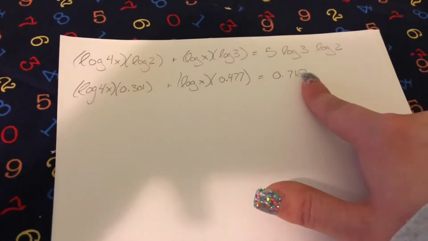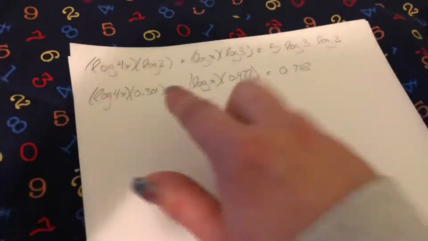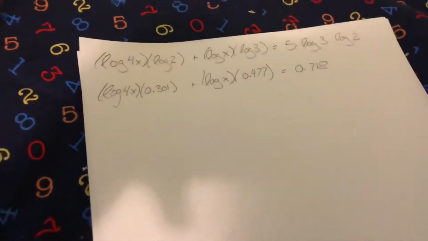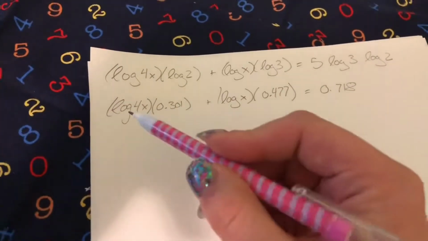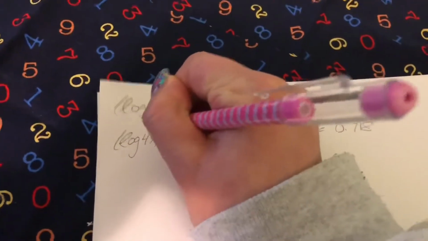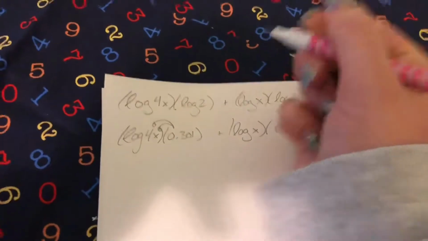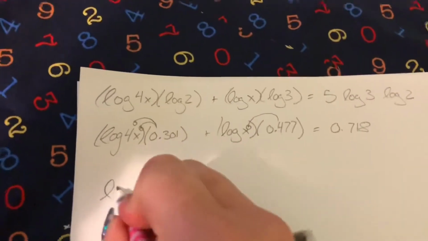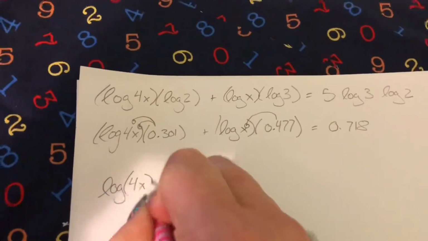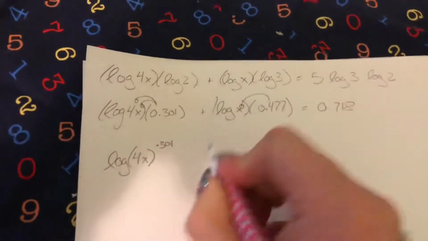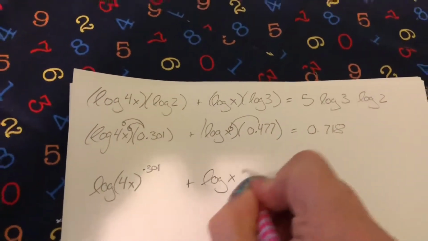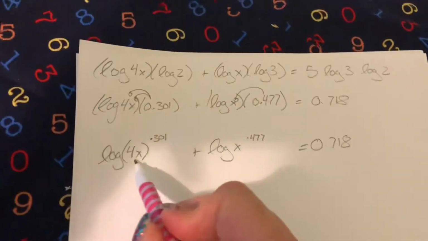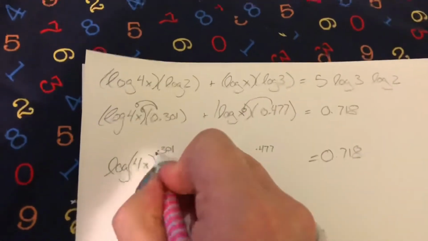Now I'd like to ultimately combine these logs together, and so I'm going to use some properties to be able to do that. First property I want to use is the power property, and that says that when you're multiplying something into a log, you can actually make it be the exponent to these pieces here. Okay, so that's going to give me log of 4x all to the 0.301 plus log of x to the 0.477. And here, that 0.301 is the exponent to both of these elements.